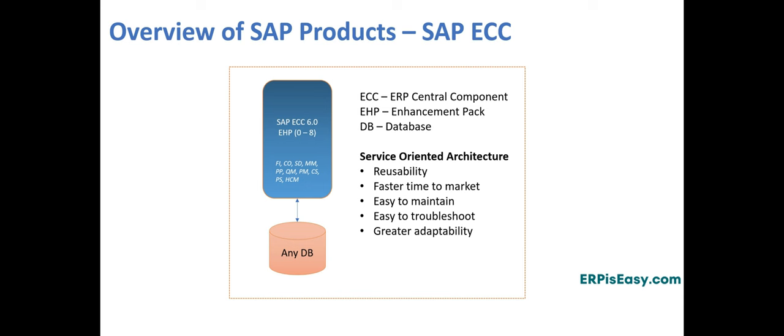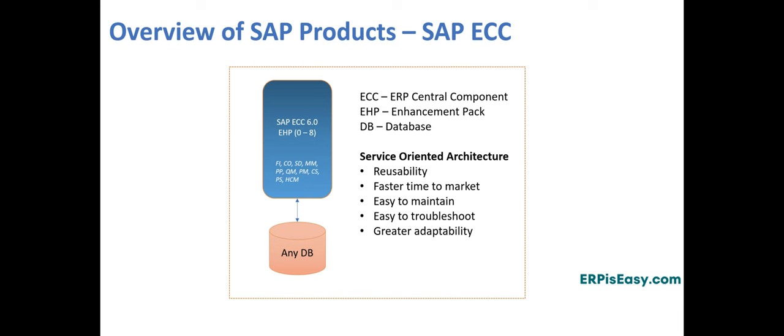S/4HANA is available in several editions, including on-premise, private cloud, and public cloud. SAP ECC does not have a pure cloud version, but it can be hosted on hyperscalers like AWS, Azure, or Google Cloud. Some ECC functionalities were removed from S/4HANA because there is a cloud product available as an alternative for those functionalities. Payroll, for example, is not available in S/4HANA because customers can run payroll using SuccessFactors Employee Central Payroll instead. As a result, redundant functionality and database tables have been removed from S/4HANA, resulting in a lean software.